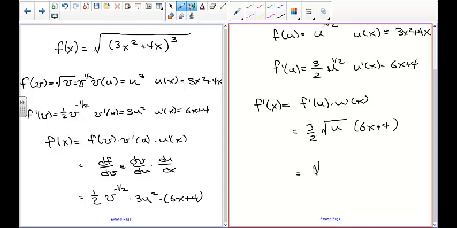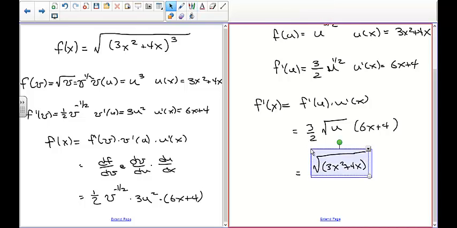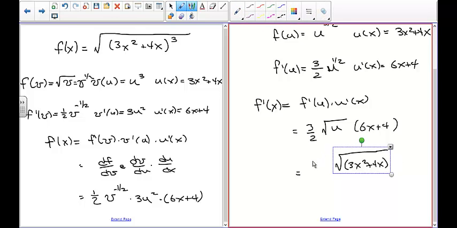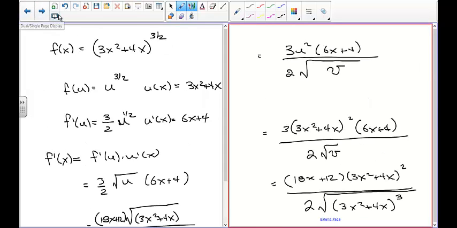So there's two things. I'm going to take the square root of u, which is 3x squared plus 4x. So that's the u part. Let me move that over here. Then you'll have 3 times these, so you'll have 18x plus 12, and then you'll divide by 2. And you can see that was the easy way of doing it.